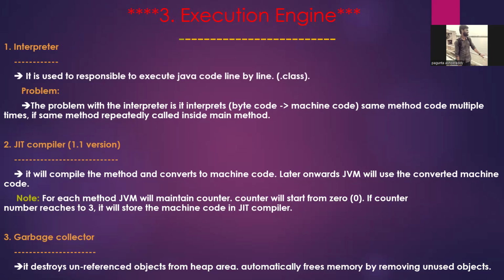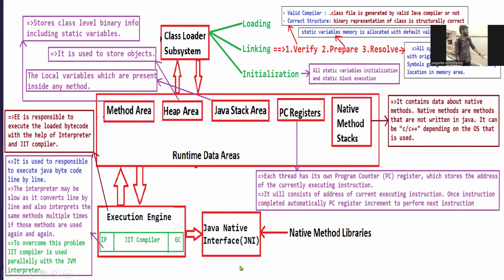Okay, that is the one we'll discuss later. We will discuss the garbage collector deeply later. For now, keep in your mind what the use of the garbage collector is. The garbage collector destroys unreferenced variables and objects from the heap area. You can keep that in your mind. We will discuss it later.